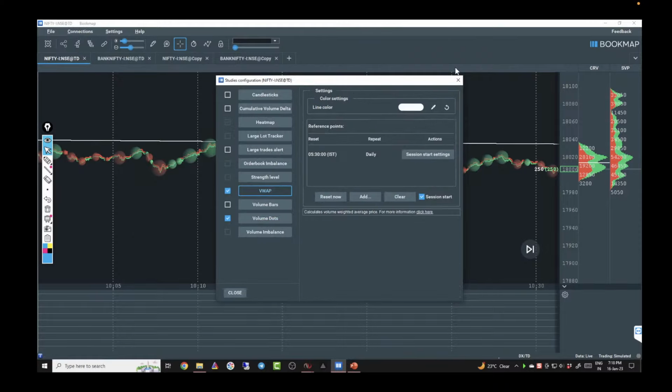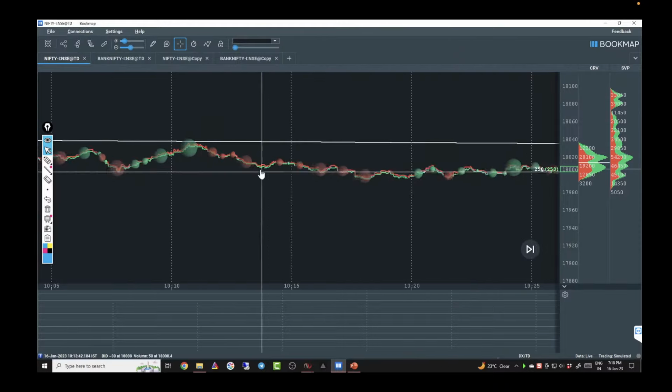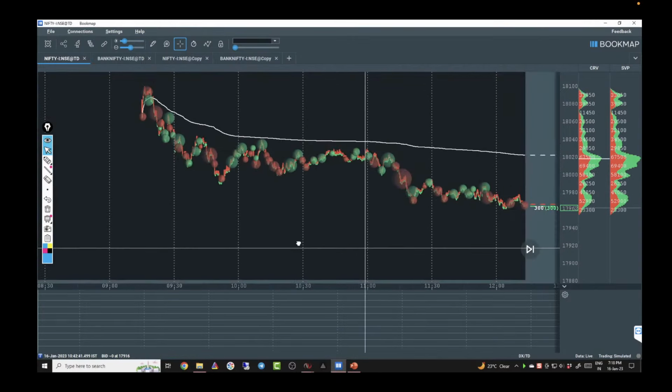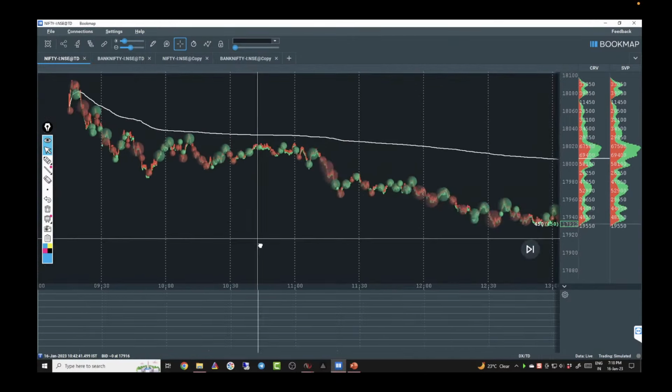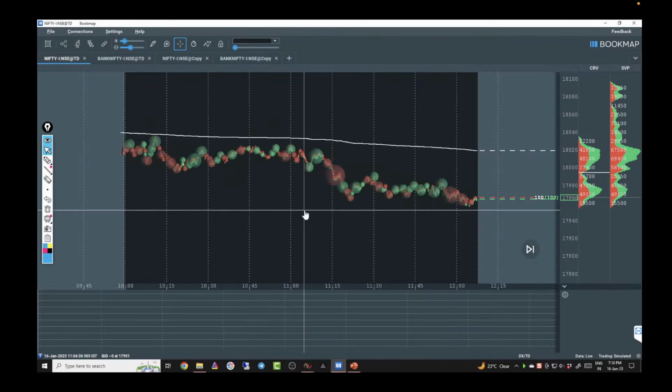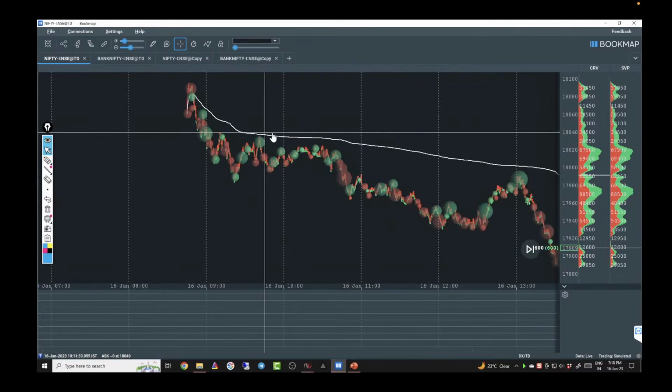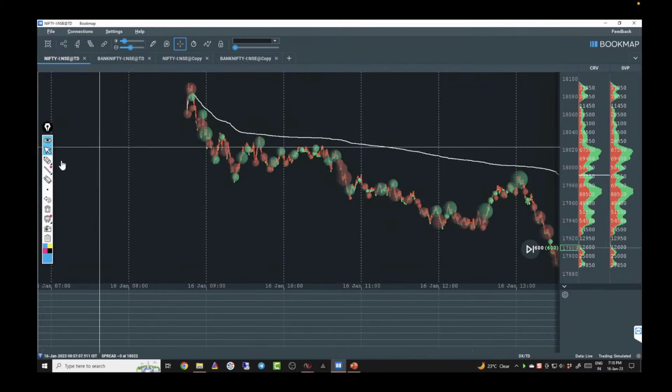VWAP is a basic indicator that I regularly use. I think most intraday traders use this tool. It is the volume weighted average price, which shows the average price considering the volumes. Definitely it is one of the significant tools to look for any mean reversion kind of setup. For example, if you are looking for a short and price approaches this VWAP level, obviously most people will be interested in looking for shorting opportunities.